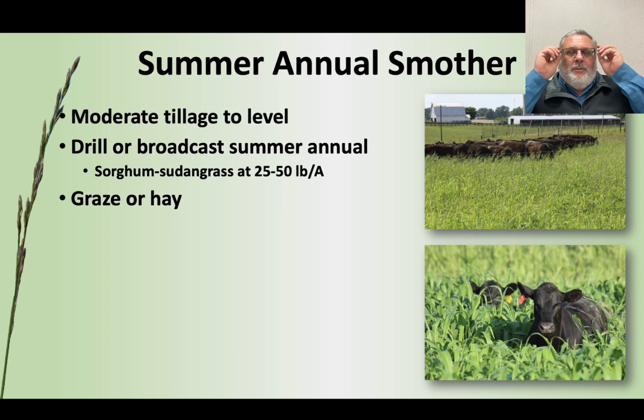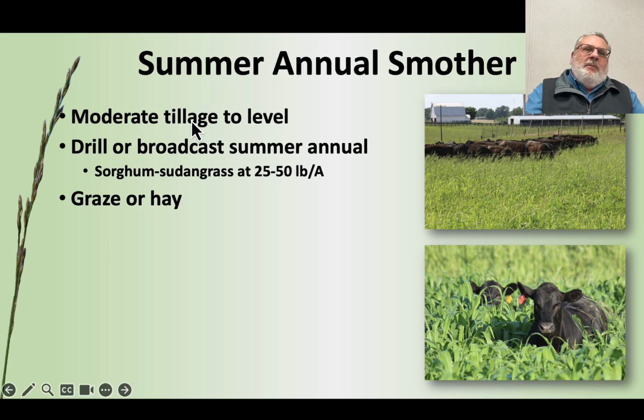So I want to talk a little bit about using summer annuals as a smother crop, and probably our best summer annual for a smother crop that helps exclude weeds from that stand would be a sorghum Sudan grass. It just has very rapid germination, emergence, and formation of a canopy, and that's what you want. You want that desired forage species to close that canopy up and keep weeds from germinating in that stand.